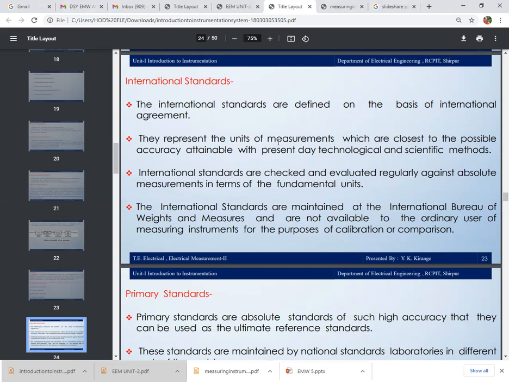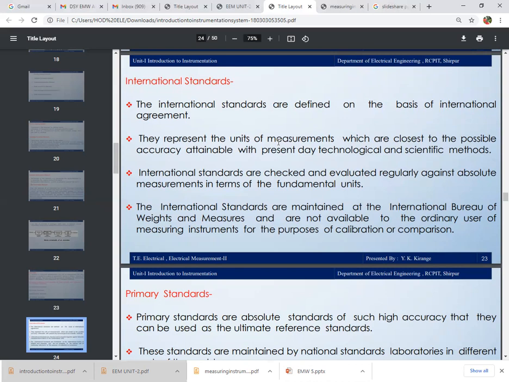These standards are maintained at the International Bureau of Weights and Measures, and therefore these are ordinarily used for the purpose of calibration or comparison. These international standards are checked and evaluated regularly against absolute measurements. That is, we saw the absolute instruments in the previous lecture; those instruments are evaluated and checked by the international standards.